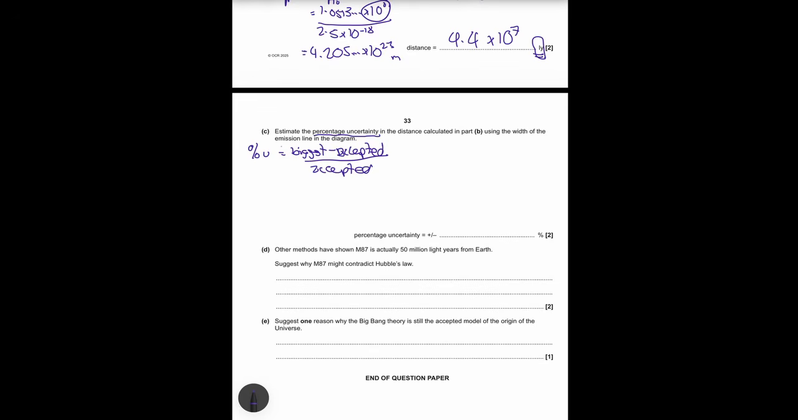So biggest take away accepted. Now what am I looking for the percentage uncertainty in? It says percentage uncertainty in the distance. And it says using the width of the emission line in the diagram. Well, I've got to be careful here because I'm looking for percentage uncertainty in the distance, but what does the information in the diagram give me? The wavelength. So how am I going to get the wavelength into a distance? Well, how did I manage to calculate the distance earlier?